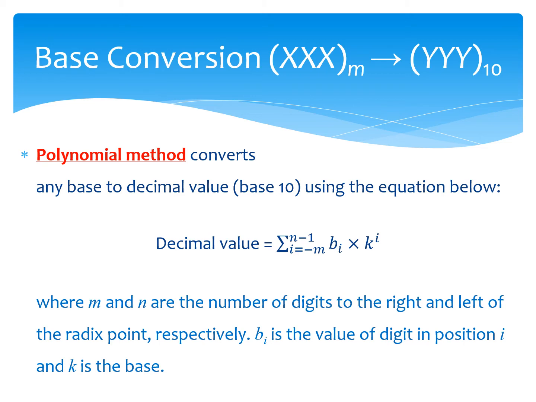To convert a number from any base to base 10, we need to apply the polynomial method. The polynomial method is defined in the equation as shown on the screen. In the equation, m and n are numbers of digits to the right and left of the radix point, respectively. B subscript i is the value of digit in position i, and k is the base.